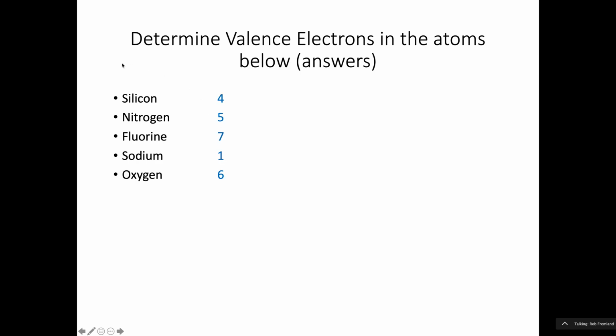So silicon is in column 14, 4. Nitrogen is in column 15, it has 5. Fluorine is in column 17, so it has 7. Sodium is in column 1, so it has 1. Oxygen is in column 16, so it has 6.